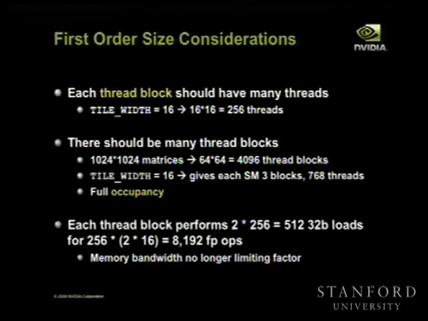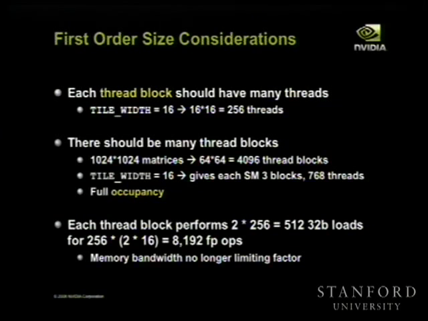First is that each thread block should have many threads, right? Because we'd like to maximize the amount of shared memory that we have access to because it's so fast, and we don't want to do all those redundant loads. And so if we choose a tile width of 16, that means our thread block size will be 256 threads per block. And then another concern is that we want to have as many thread blocks as possible to basically fully occupy all the SMs on the machine.